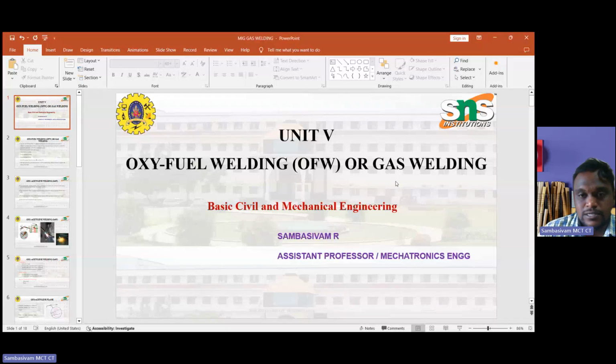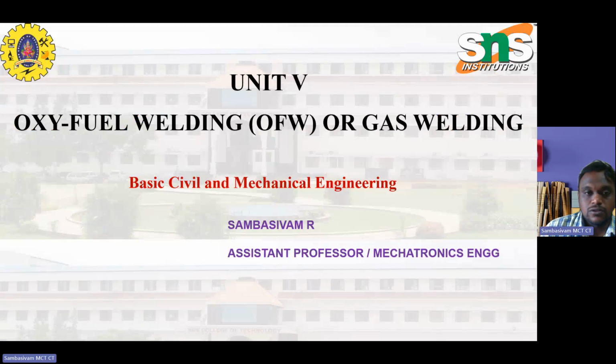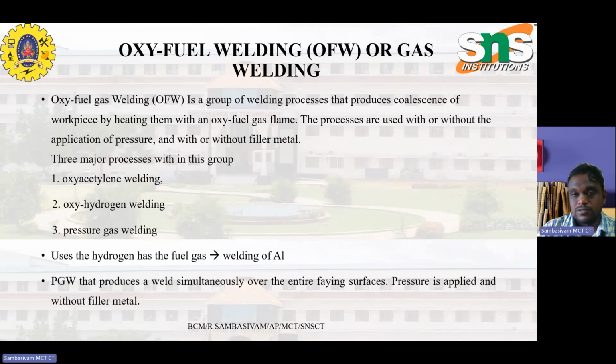So let's move on to the presentation part. This is an introduction. As I said, oxyacetylene welding is nothing but a gas welding process. Oxy-fuel welding is a group of welding processes that produces coalescence of workpieces by heating them with an oxygen fuel gas flame. The processes are used with or without the application of pressure and with or without filler materials.